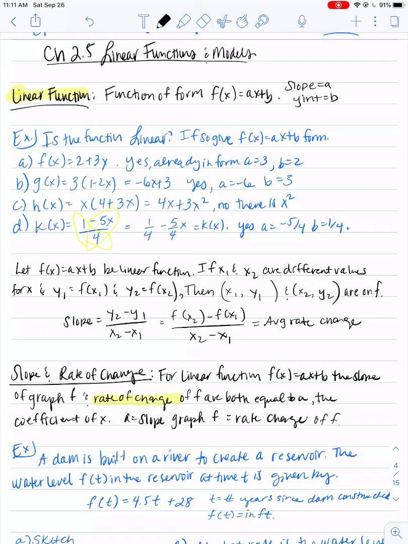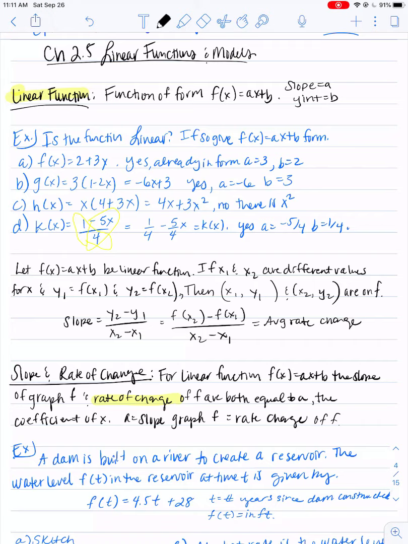So for our first one, we have f of x equals 2 plus 3x. So yeah, this function is linear because it's already in our required form, and our a equals 3 and then b equals 2. So for our second one, we have g of x equals 3 times (1 minus 2x). When we distribute the 3, we get negative 6x plus 3. So yes, it's in our linear form, and our a equals negative 6 and our b equals 3.